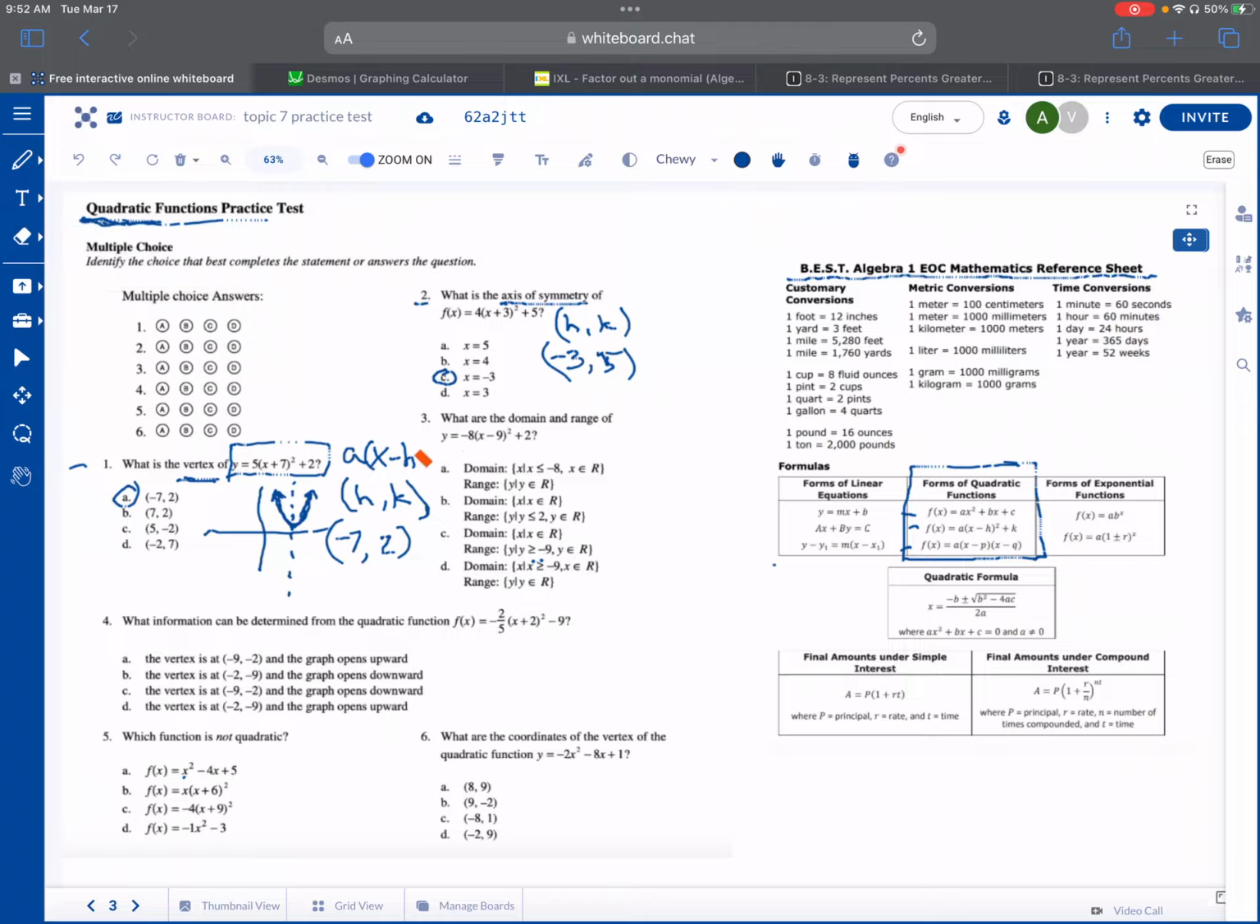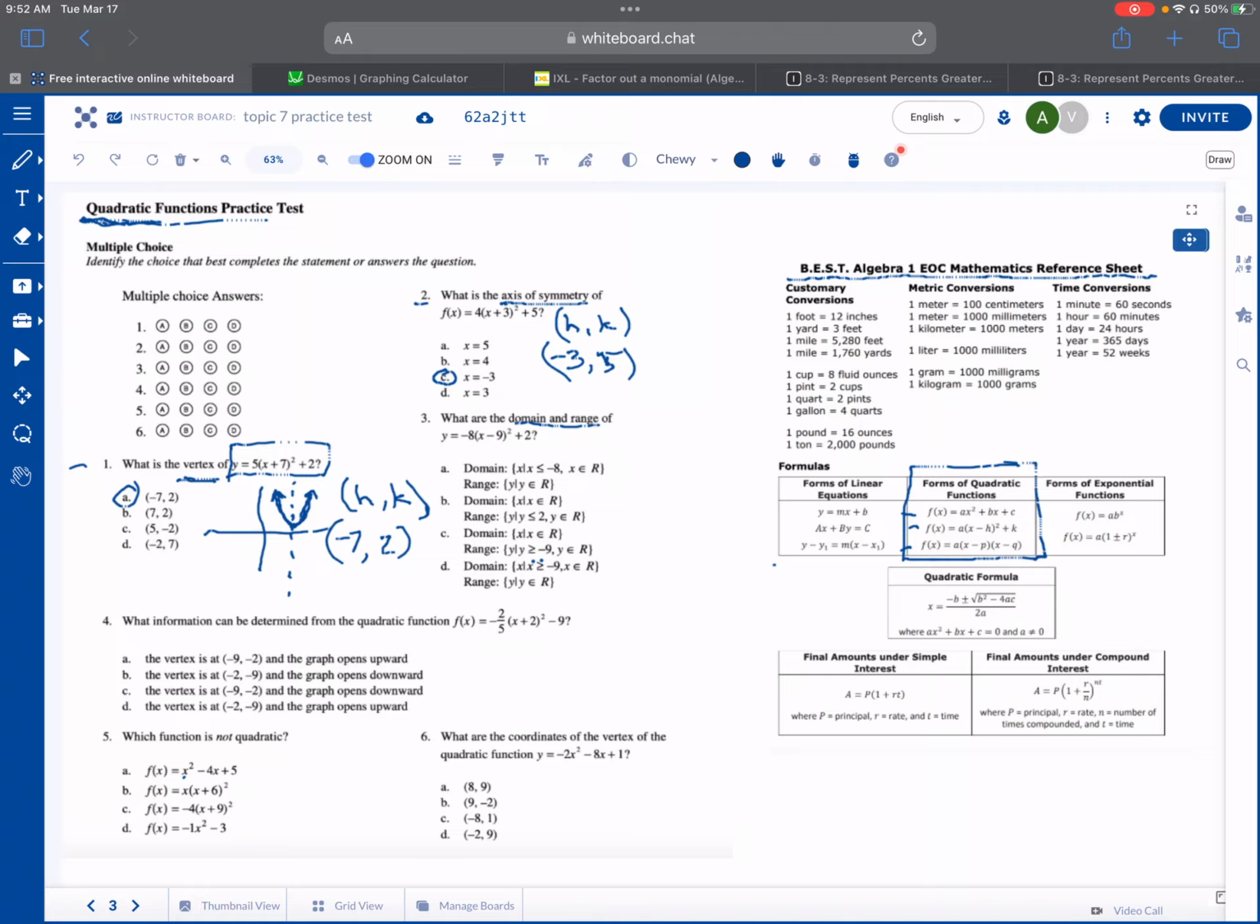Let me erase this. Okay, question 3 says, what are the domain and range of y equals negative 8 times (x minus 9) squared plus 2? So domain is the x values that I can use for this function, and the range is the y values.